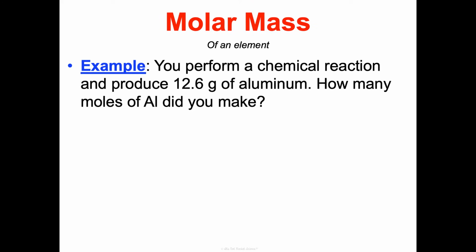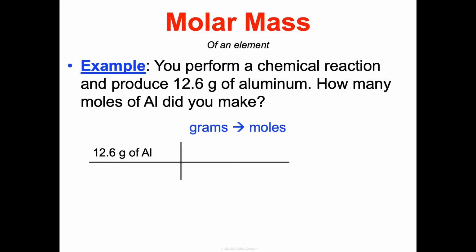The other direction. Let's say you perform a chemical reaction and you produce 12.6 grams of aluminum. How many moles of aluminum did you make? So analyze. What do we know? What do we not know? We know grams and we want moles. That's our plan. So we know 12.6 grams of aluminum. We need to get to moles, which, diagnosing, means we have to find the molar mass. So look at your periodic table, look at aluminum.